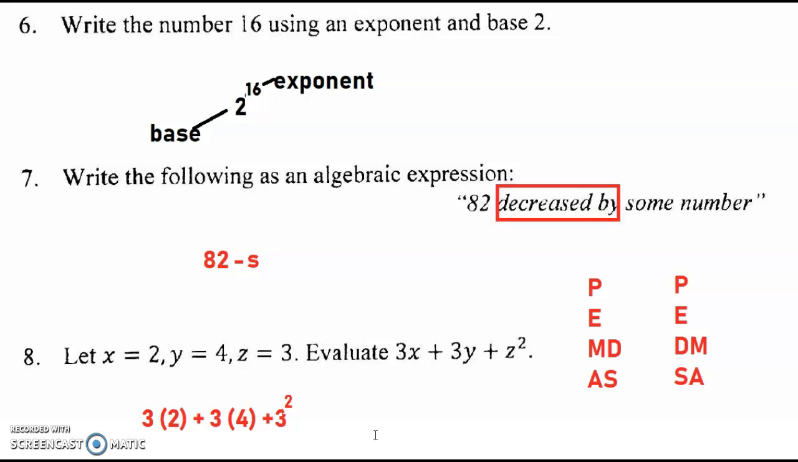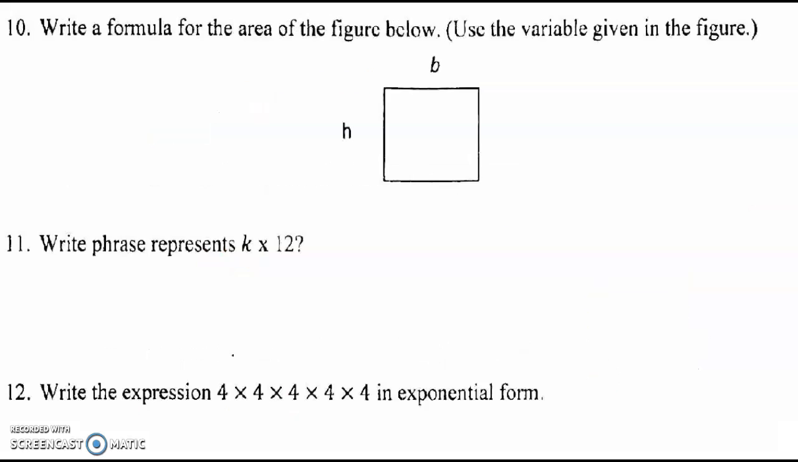Let's see here. Sorry, I want to help you guys with a couple more. So this one says write the formula for the area of the figure below. We know area is always on a square, it's always base times height, right? And it says use the variables given in the figure. So what would my formula be to figure out my area? It would just be base times height, right? So that's all you have to write, base times height. I'm going to let you guys write it out. There's plenty of different ways you can write base times height using variables.